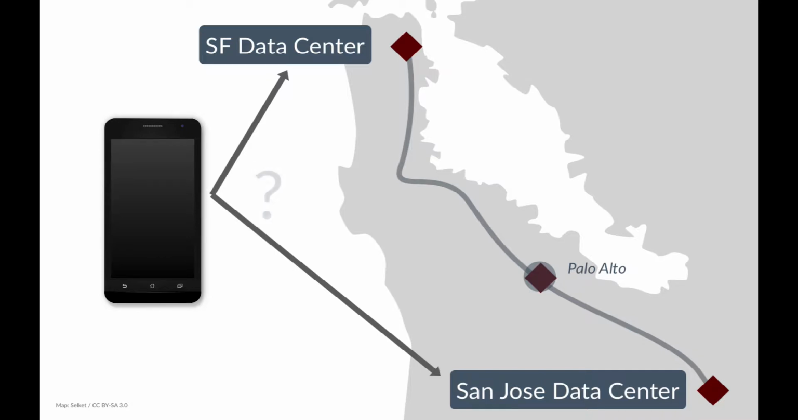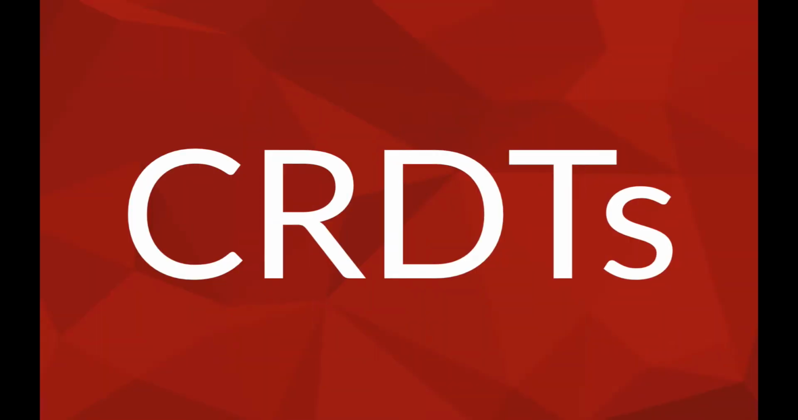The data may end up partially in San Francisco and partially in San Jose. No one data center has a true view of the data, but your customer will expect their shopping cart to be seamless. Active-active solves this with CRDTs. CRDT stands for Conflict-Free Replicated Data Type.